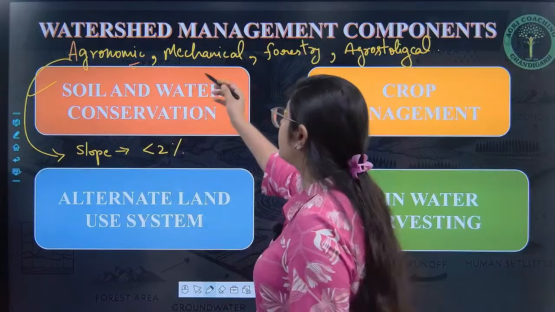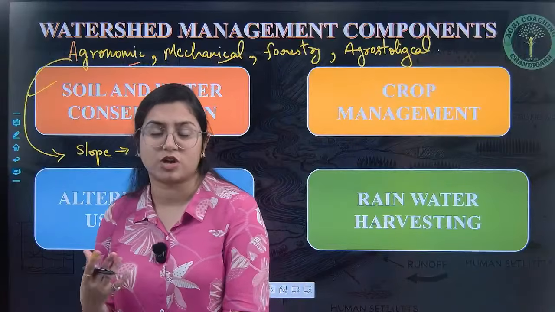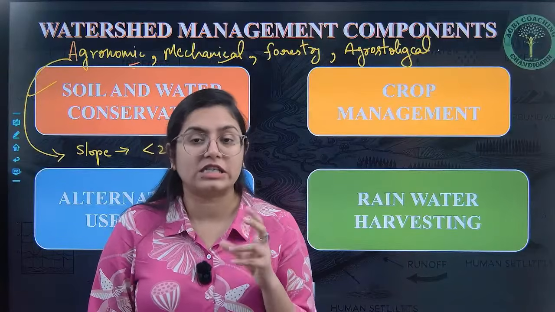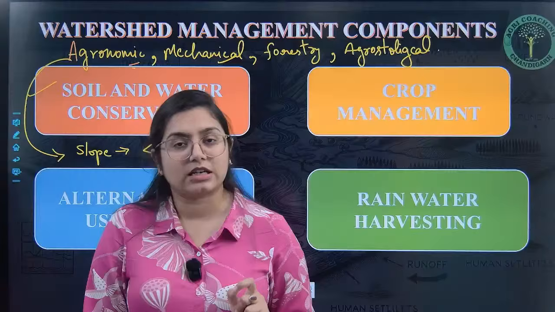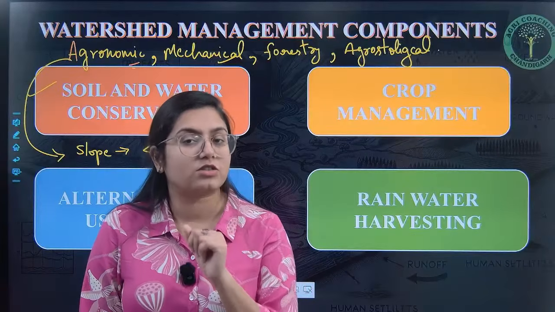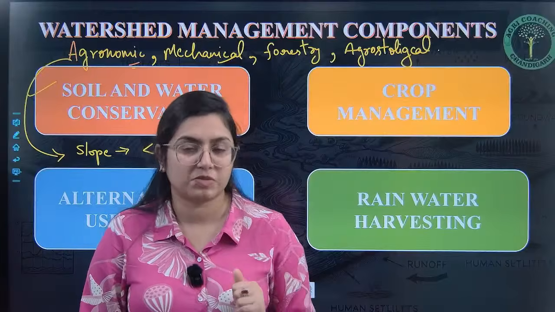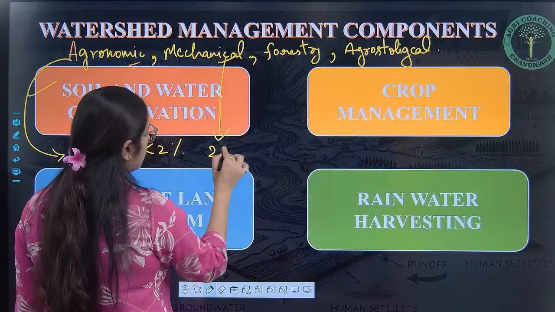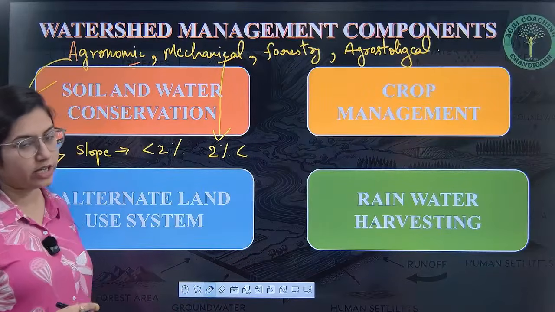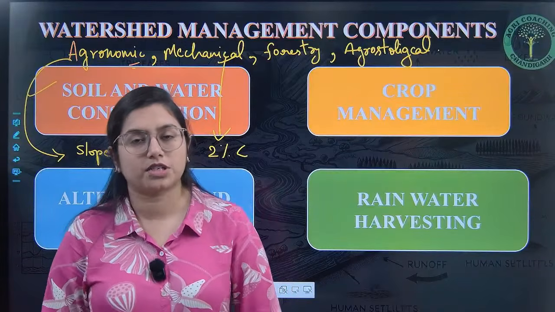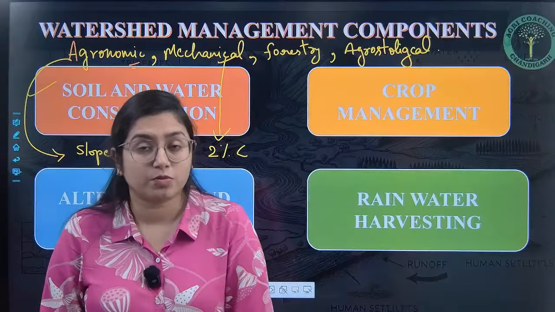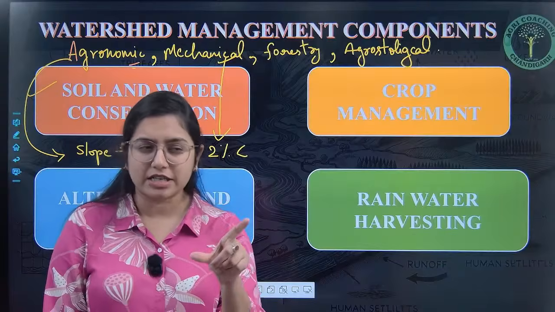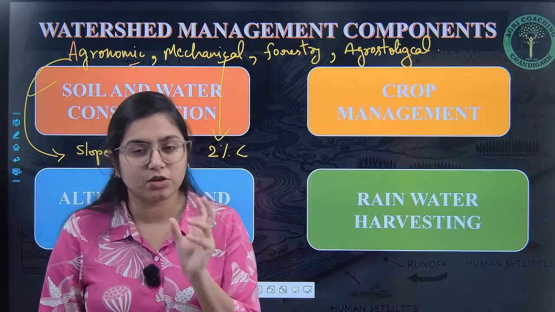Then we have the mechanical measures, which are also known as structural measures or engineering measures. When agronomic measures are not sufficient or not good enough, we have to complement them with structural, engineering, or mechanical measures. So mechanical measures are particularly opted in those areas where the slope percentage is more than 2% and agronomic measures are not sufficient.